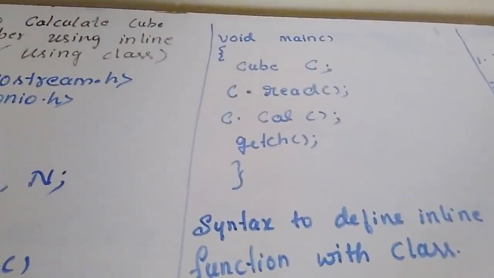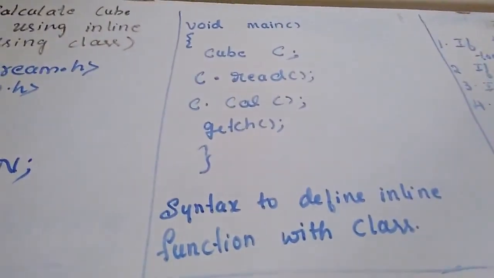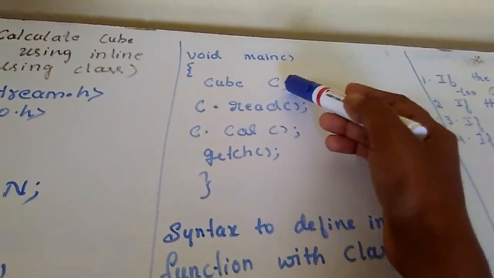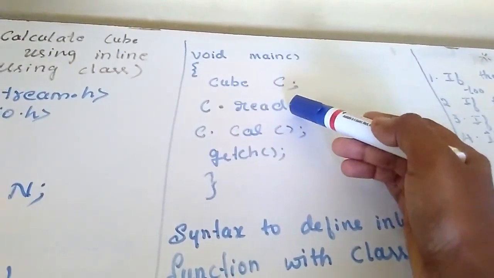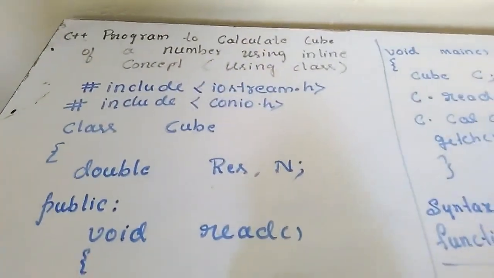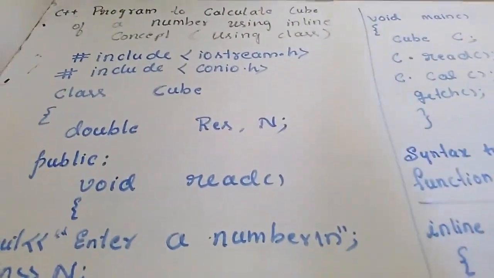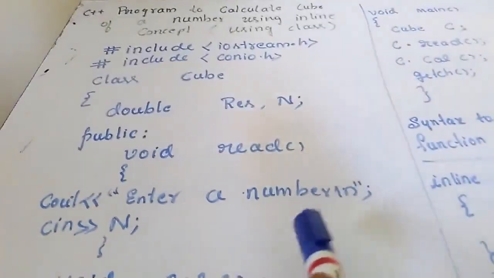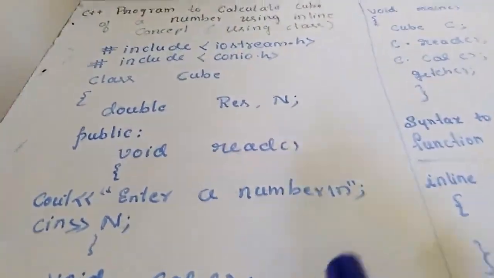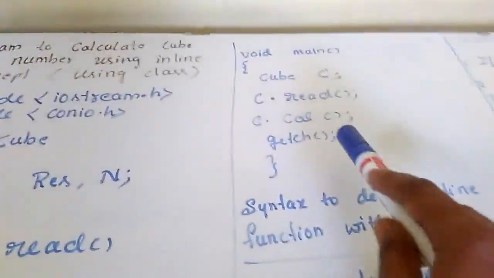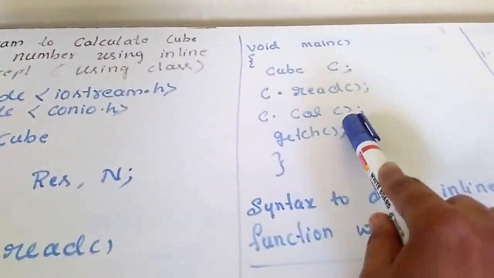Execution starts from the main function. In order to call a member function, we have to create an object. The class name is Q and the object name I have taken is C. I am going to call the read function, C.read. When you call the read function, by default it is an inline function. So let us leave that default nature and concentrate on the explicit function. Then this code will be executed. After that, the next statement is C.cal.